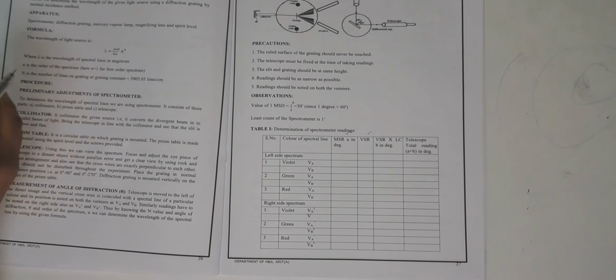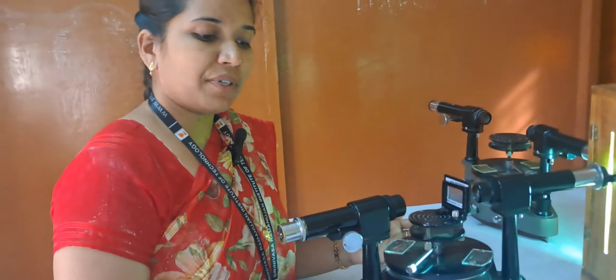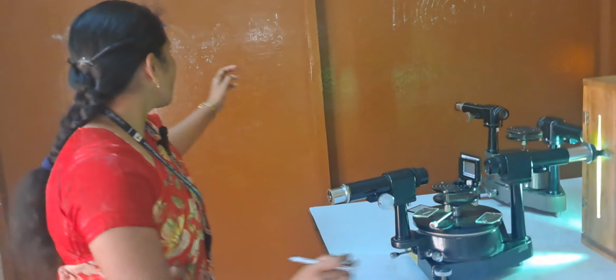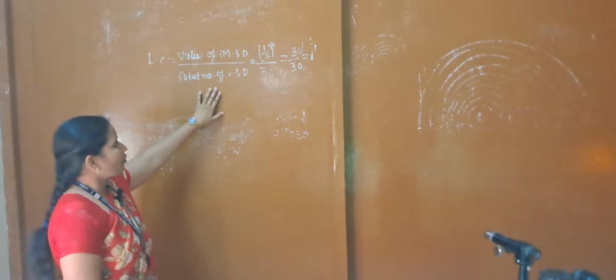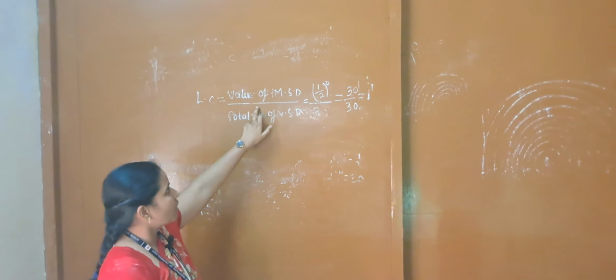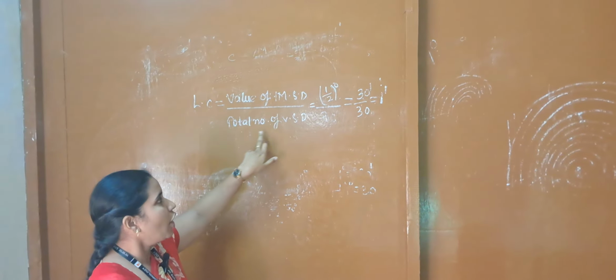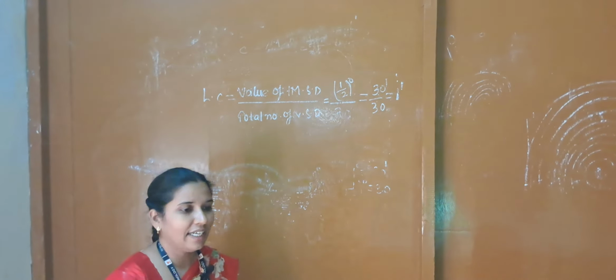So already I told in my previous video, what do you mean by least count? A least count is the minimum reading any device can get. As you can see here, the formula for the least count is equal to the value of 1 MSD divided by the total number of vernier scale divisions.